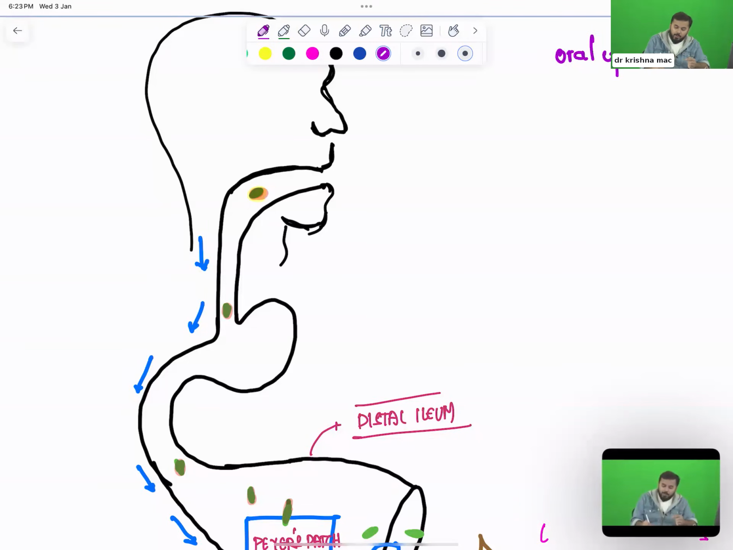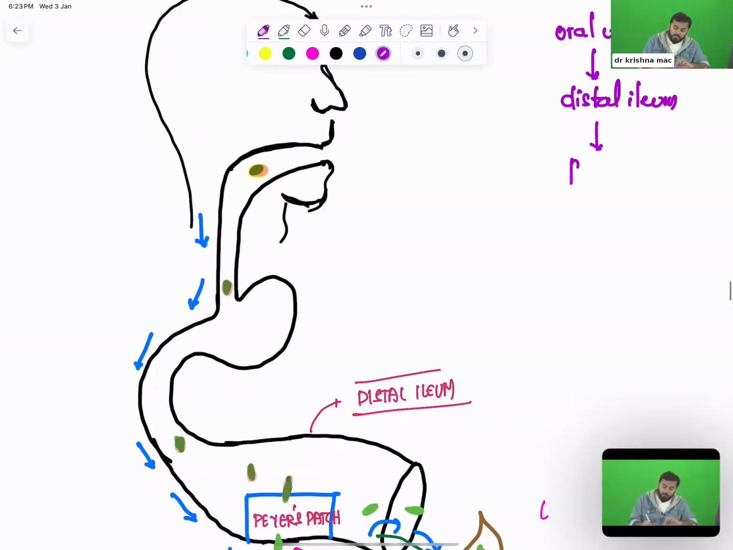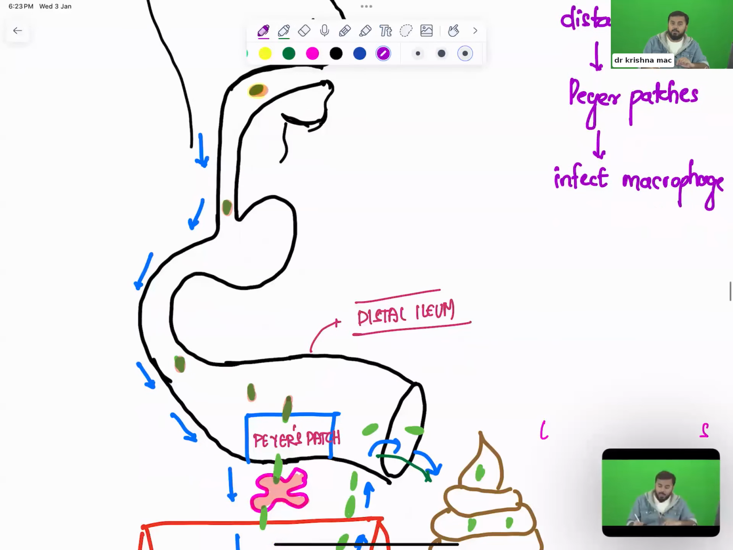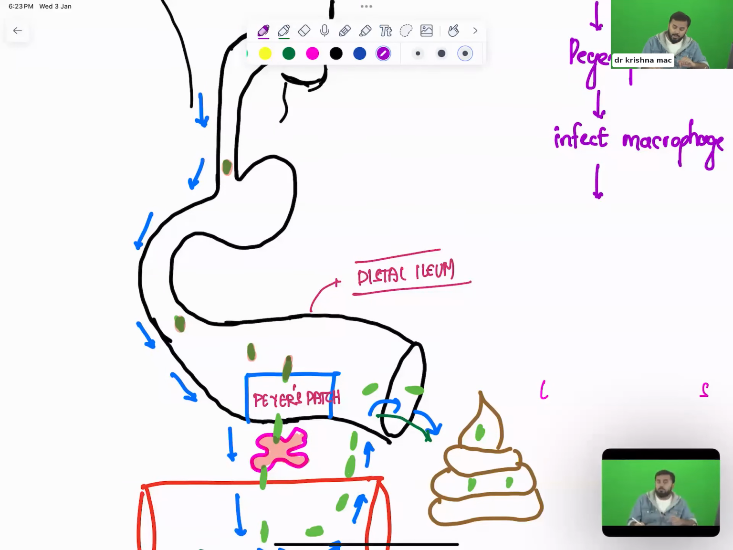After oral uptake of the bacteria, where did the bacteria go? The bacteria went to the distal ileum. Now, in the distal ileum, it went where? It went to the Peyer's patches, special structures called Peyer's patches. After crossing the Peyer's patches, it entered into the macrophages and infected the macrophage. Once macrophages are infected, it is going to enter into the blood and cause septicemia.